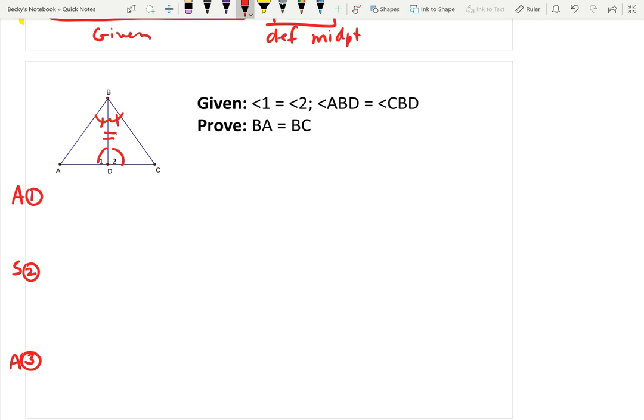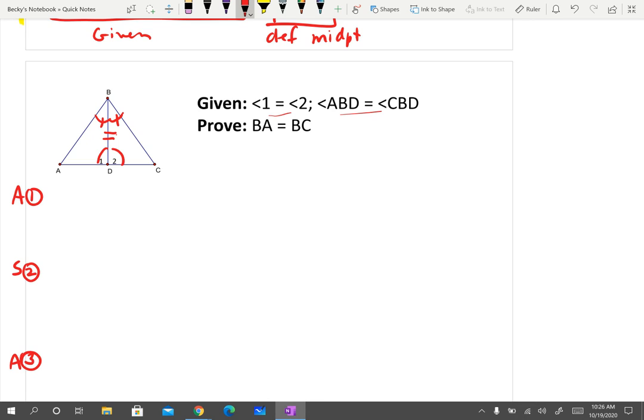Okay, again, you can go in any order that you want. I'm going to go ASA, and let's just prove one of the angles. And actually, both of them were just given, so that's easy. Let's just write them out. Angle 1 is equal to angle 2. Box it up, given. And we're finished because we just showed why they're equal.